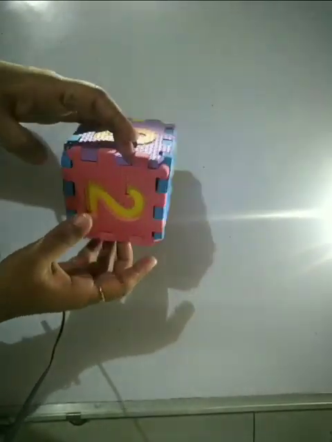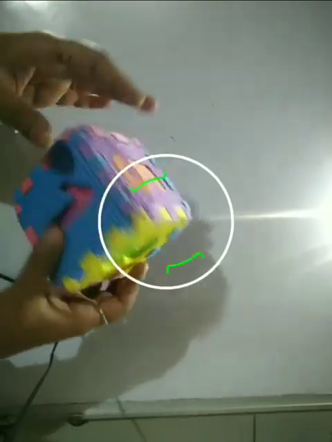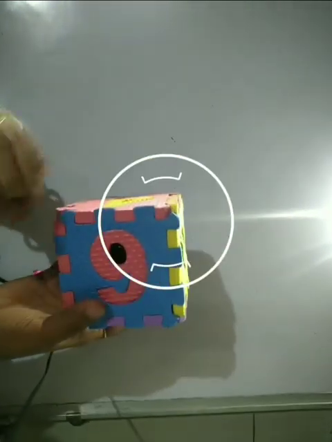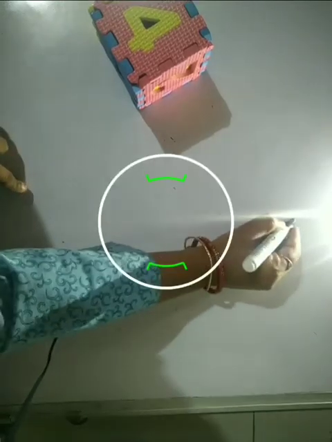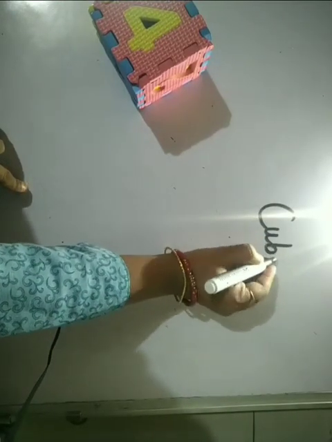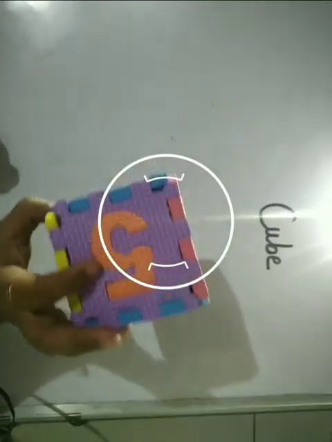Can you all guess which geometrical shape it is? What I have made from these puzzles? I guess everybody knows this shape. This is cube. Okay? And today we are going to discuss about cube, and we are also going to discuss its formulas. Formula to find its volume, formula to find its curved surface area, and formula to find its total surface area.